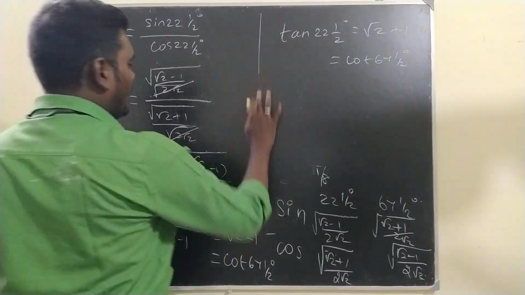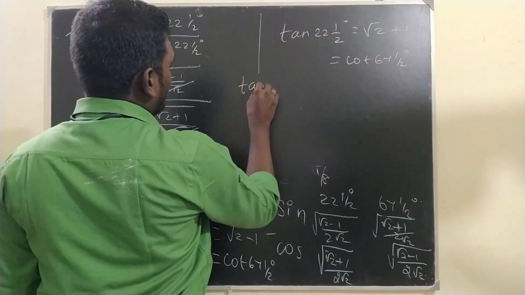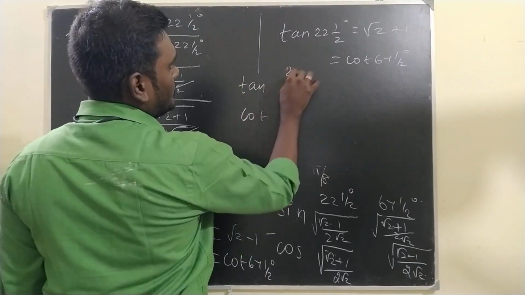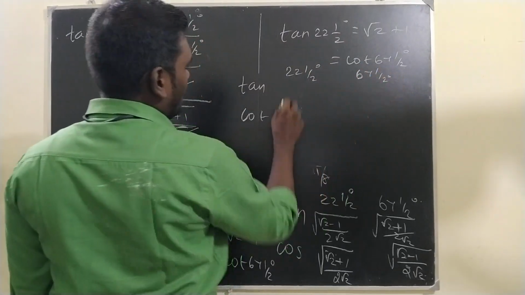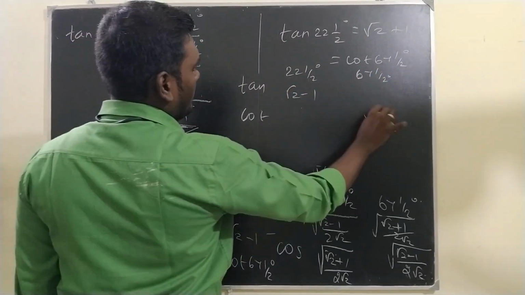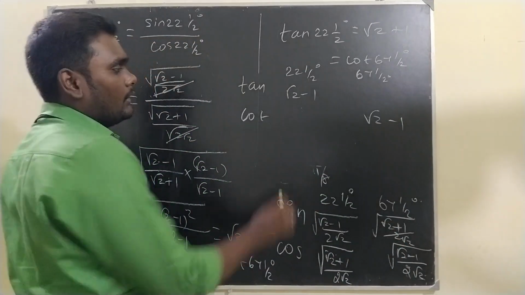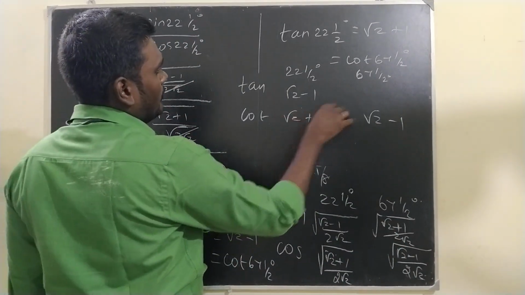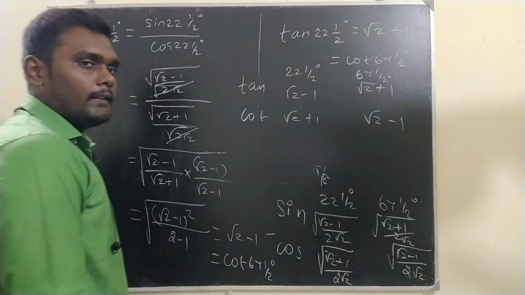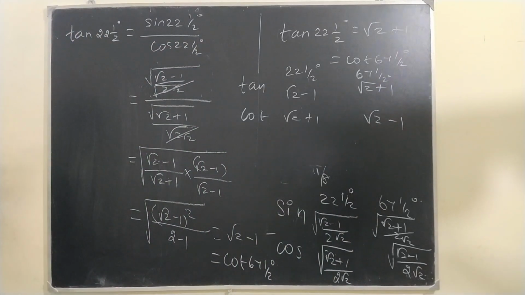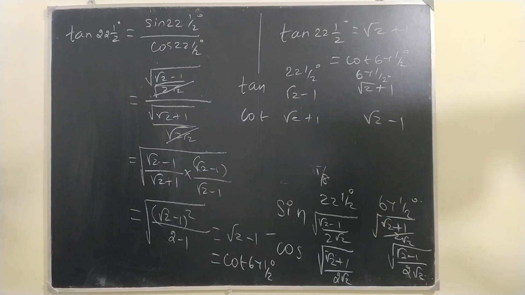So let us make a table for that. It is tan and cot of 22 and a half degree and 67 and a half degree. Tan 22 and a half is root 2 minus 1, so is cot 67 and a half. Tan 67 and a half is root 2 plus 1, so is cot 22 and a half. That is it. So this is about the value of trigonometric ratios for 22 and a half degree.